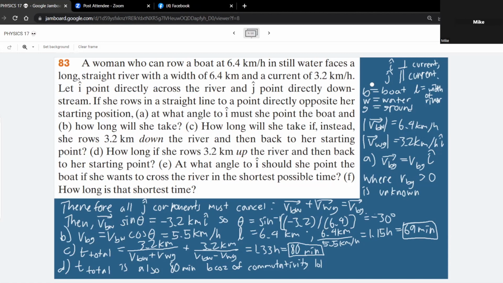Now, with respect to the water. Because I'm wondering why the signs are like that. Why negative? What is that? The V sub BW sin theta, why negative? You equated it to negative 3.2 kilometers times I hat.